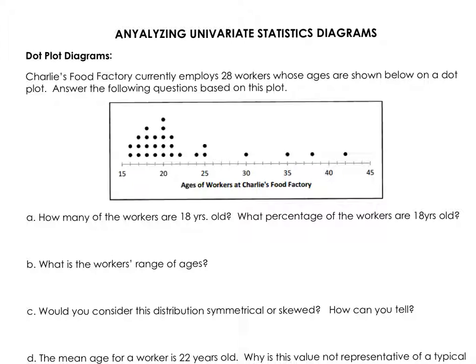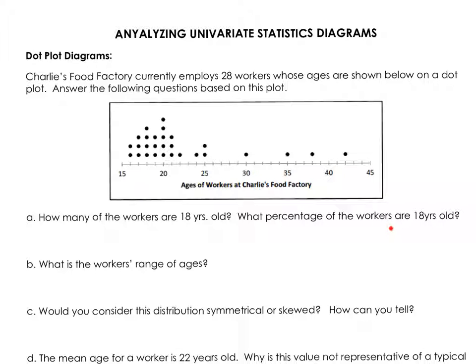So now we're going to look at analyzing univariate statistic diagrams. The first one we're going to talk about is dot plot diagrams. If we look at this example here, Charlie's Food Factory currently employs 28 workers whose ages are shown below on a dot plot. Answer the following questions based on this plot. The first question is, how many of the workers are 18 years old? And then we want to know what percentage of the workers are 18 years old.